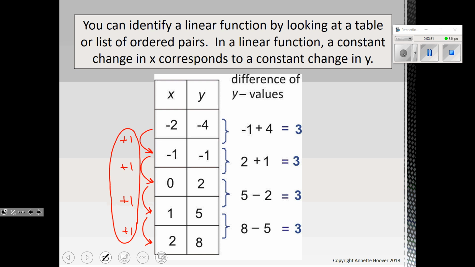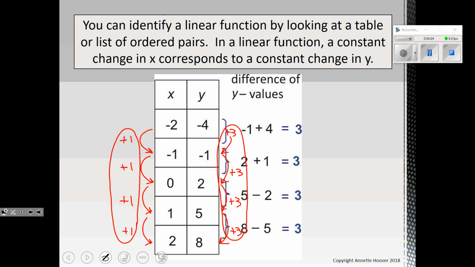So now we check the y to see if we have a constant change. And it is written out here for you. To go from -4 to -1, you are adding 3. This is a +3 to get this value. To go from -1 to 2, again, you add 3. To go from 2 to 5, again, you're adding 3. So we also have a constant change in the y. So this is a linear function.